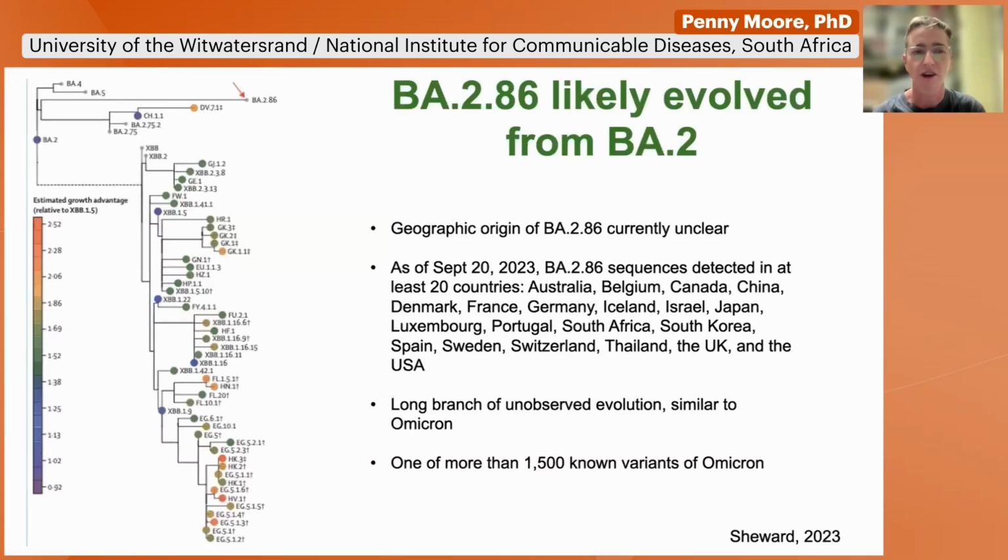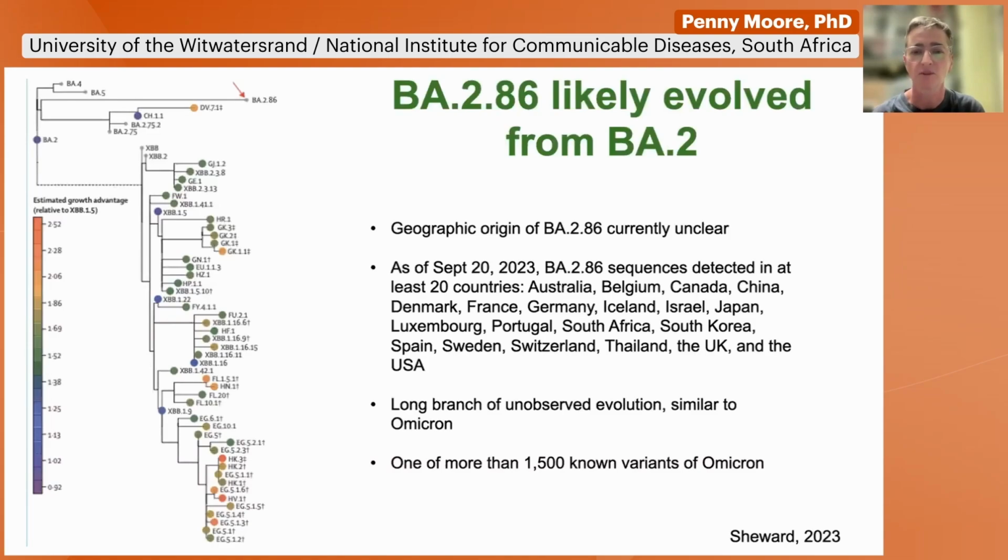This is a phylogenetic tree, and I'll take you through it for those who don't normally look at these trees. But what it shows is that BA.2.86 likely evolved from BA2, which is kind of interesting because BA2 hasn't circulated for a very long time, actually. The geographic location of where BA.2.86 likely popped out from is not currently known and may never be known.